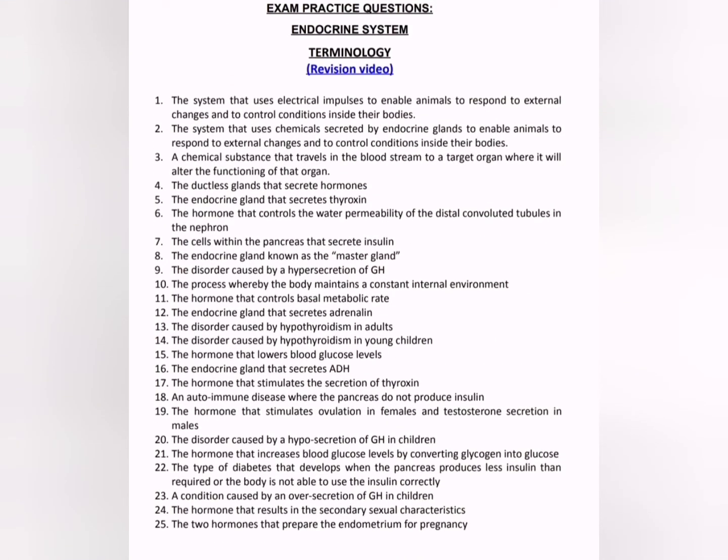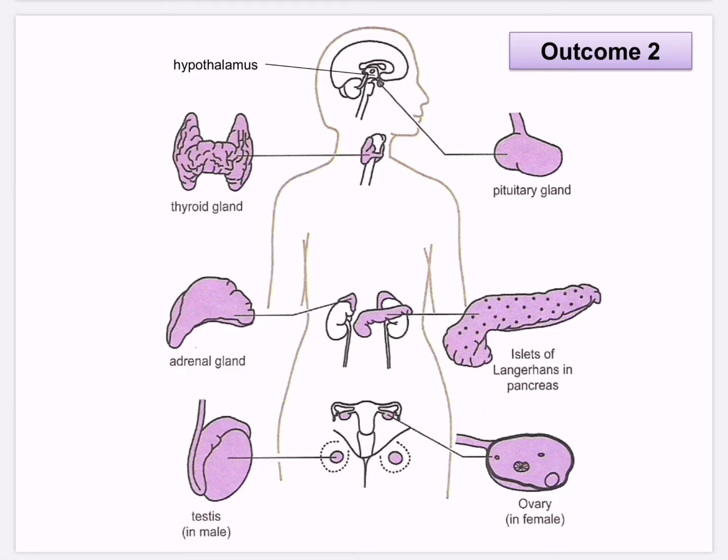The last page in your exam practice questions is on the endocrine system. And again, there's some definitions and descriptions given there with the answers on the back. Now, it's very, very important that you learn the location of each of the glands, that you're able to recognize it on a picture like this, or that you can describe it in words as we did in our table summary.